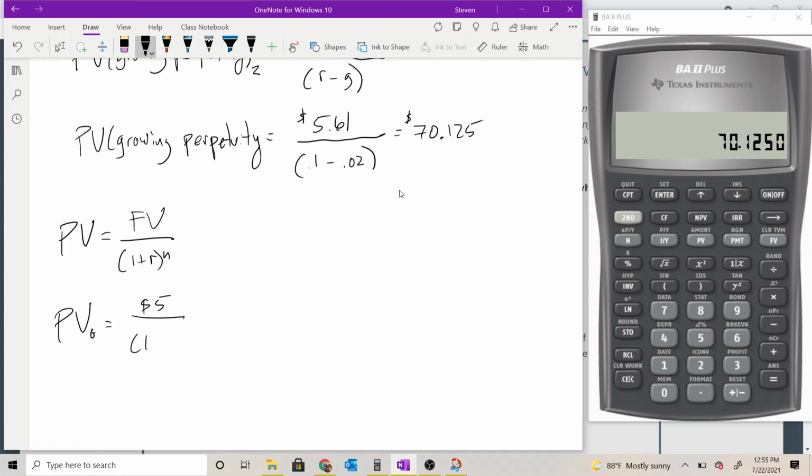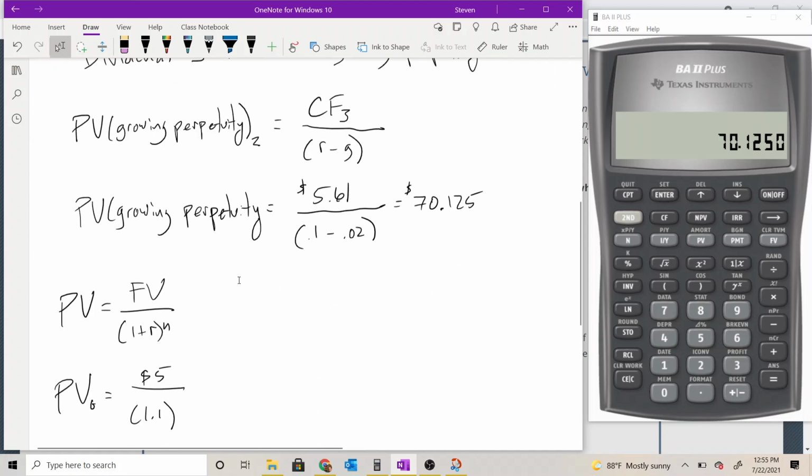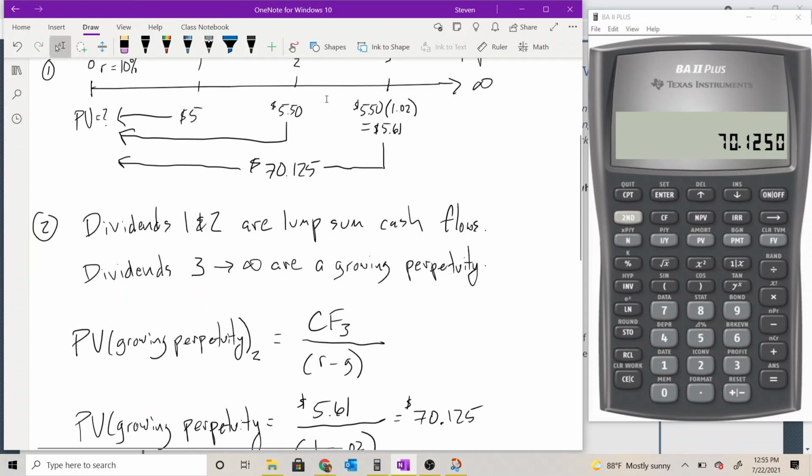So we want to divide that by 1 plus r. Our discount rate is 10%, so that's 1 plus 0.1, which is going to be 1.1. That $5 cash flow happens at the end of year 1, so our exponent in the denominator is just 1, or we can leave it blank. All right, we want to add to that the cash flows that happen at the end of year 2.